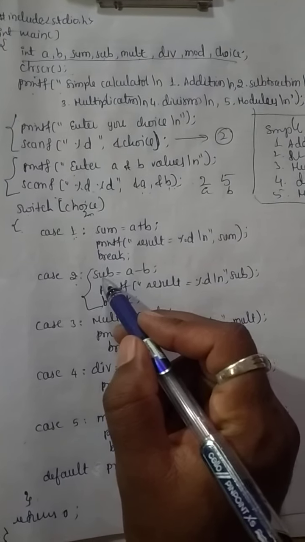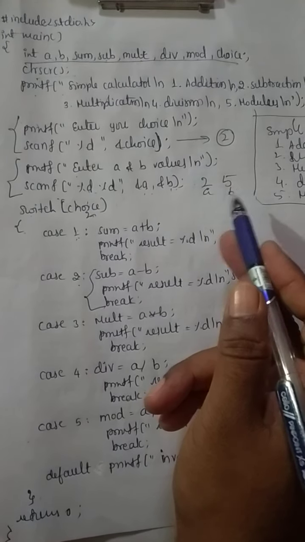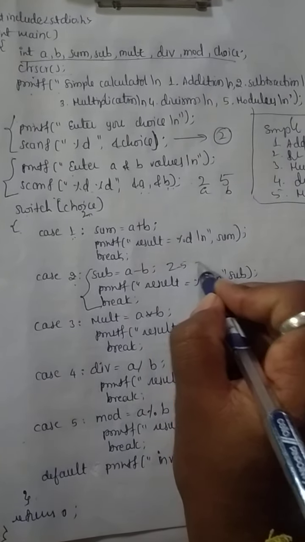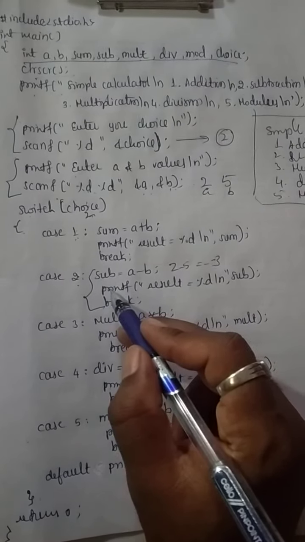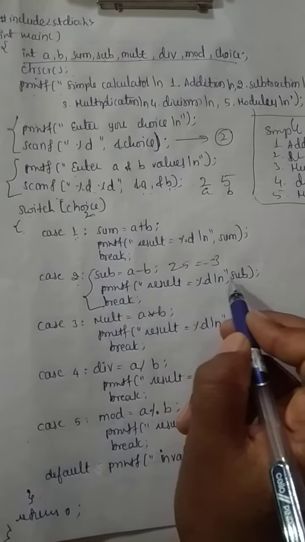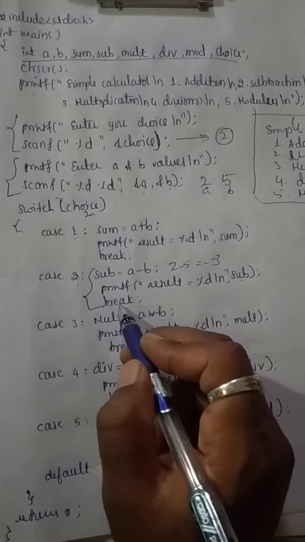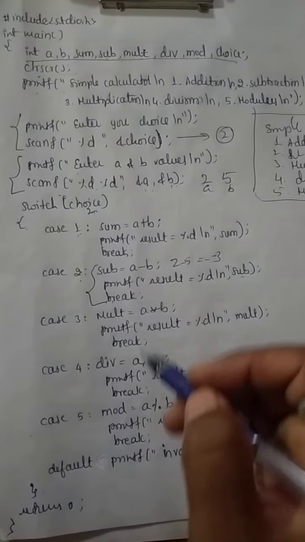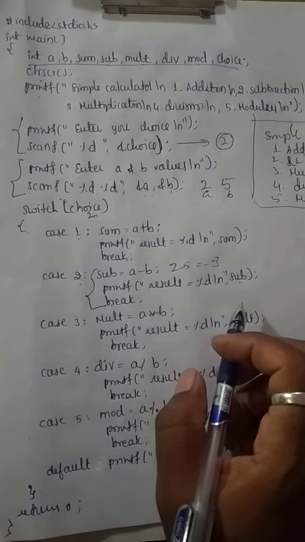So according to this, subtraction is equal to a minus b. What is the a value? 2. What is the b value? 5. So 2 minus 5, the answer will be minus 3. Minus 3 is stored in what? Subtraction. Then print that message: the result is equal to %d, subtraction. After that, the break statement will be executed so that your switch case will be terminated and you can see this output on the screen. Got it?